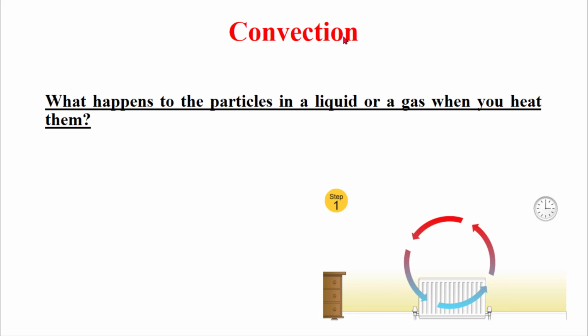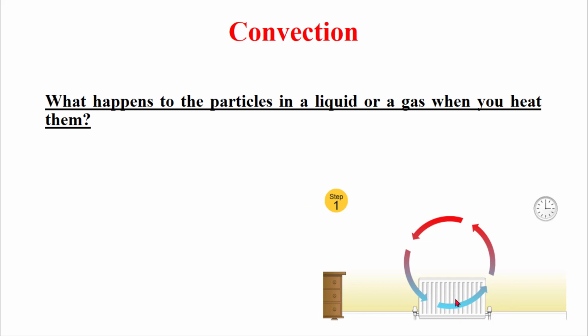So the heat transfer happens through conduction, convection and radiation. Okay. So here we have a question. What happens? Of course, we ask this question in order to know the mechanism of heat transfer through convection. So in order to understand it, let us do this experiment together and ask this question.